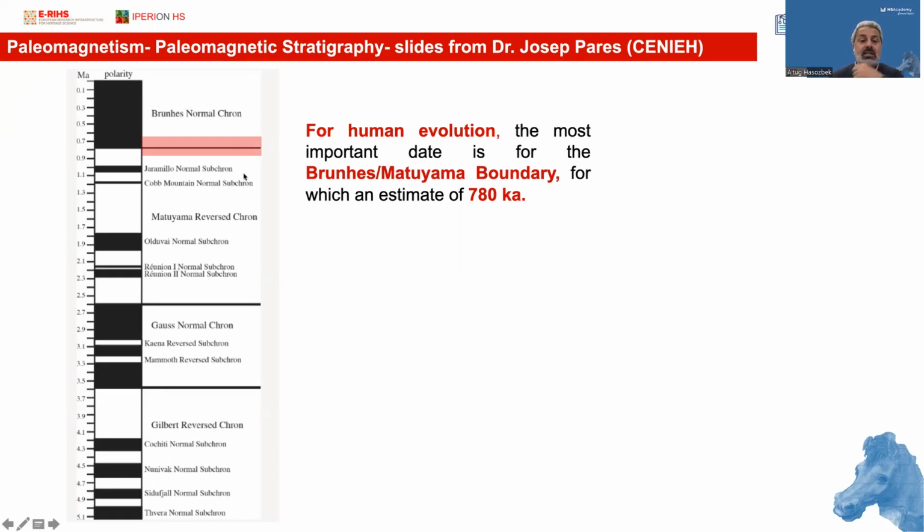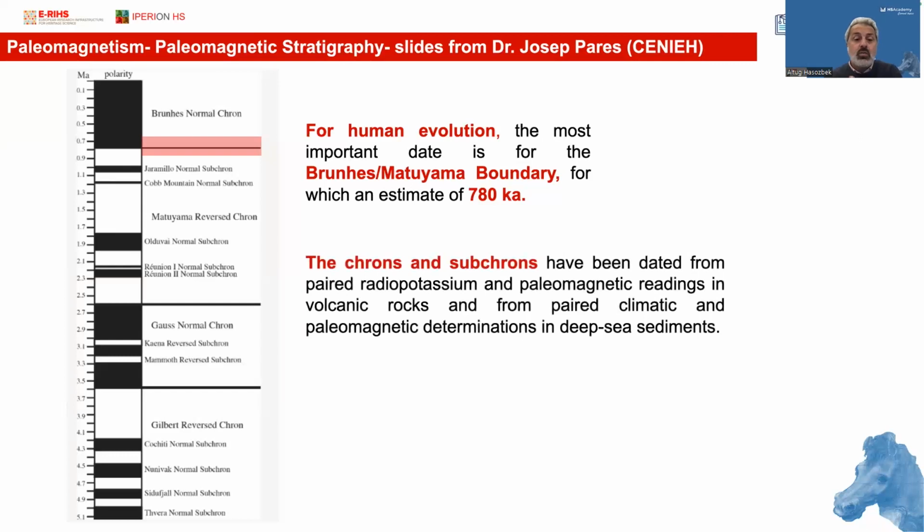With the red indicated, the most important date given by this technique is the Brunhes-Matuyama boundary, which is estimated at 780,000 years. I will show why it's very important, especially at the Atapuerca site, as published by CENIEH researchers. These chrons and subchrons have been dated from paired radio-potassium and paleomagnetic readings. They are all cross-calibrated with volcanic rocks and with paired climatic and paleomagnetic determinations in deep sea environments.